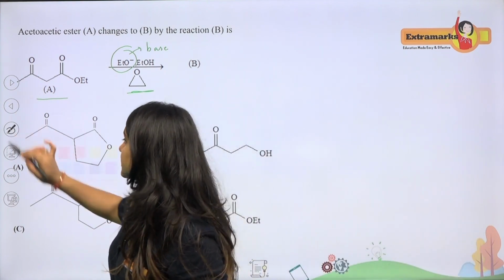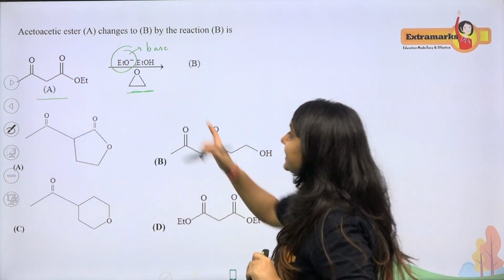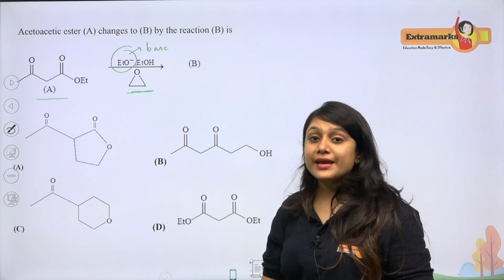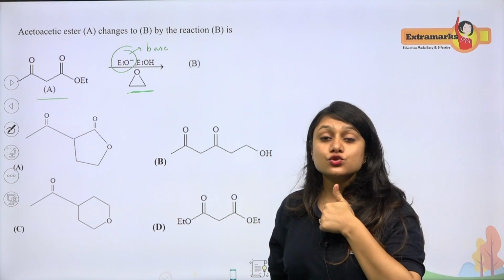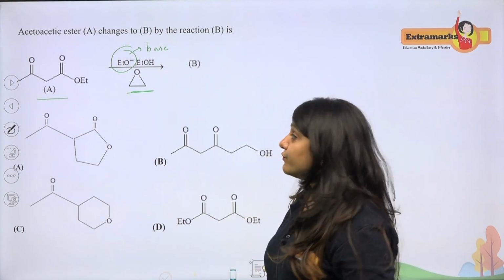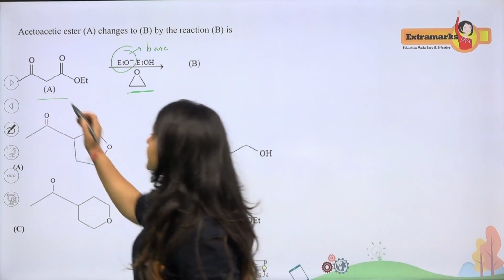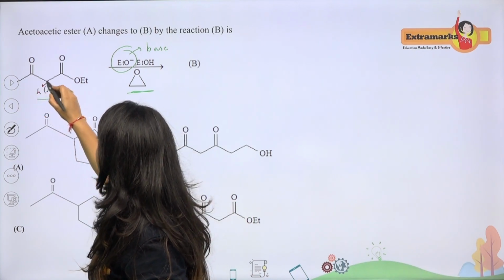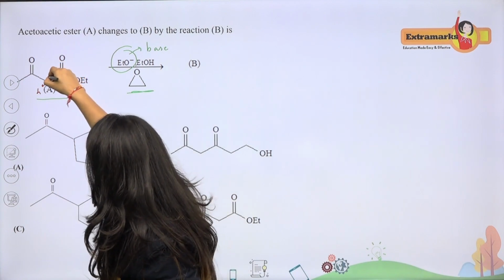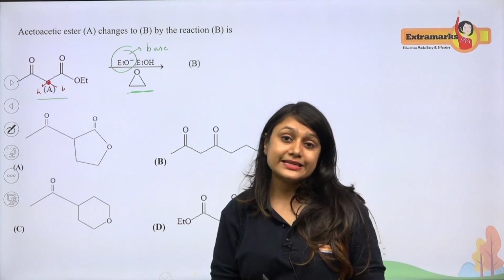Okay, so let me tell you, first of all, please be very focused. What happened? EtO minus, I have already told you that it is working as a base. So base, first condition is that it is going to extract a proton if it is present in a molecule. So can you tell me where is the proton present? Where is the H plus present there? So now as you can see, these two hydrogens which are present at this particular carbon are acidic in nature, and EtO minus is going to abstract these protons.